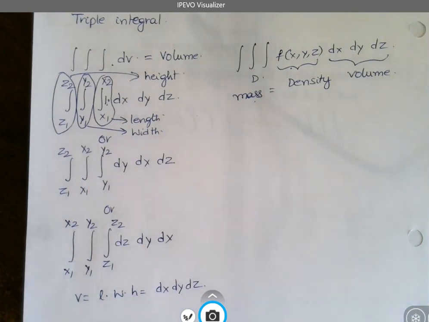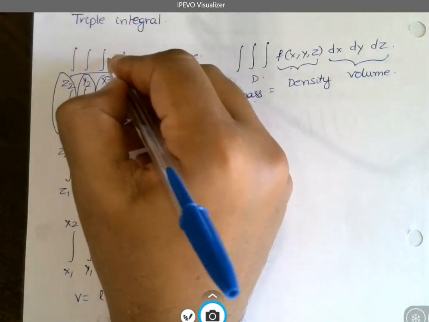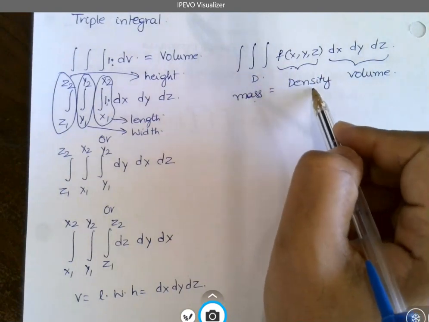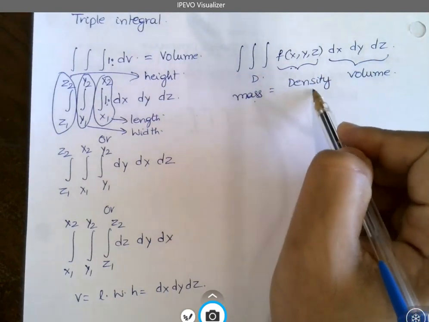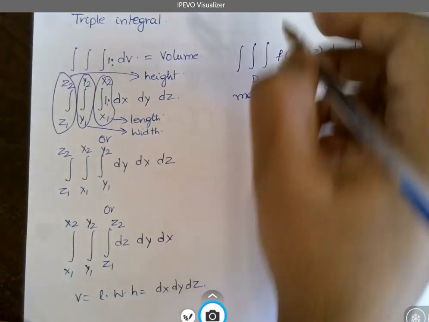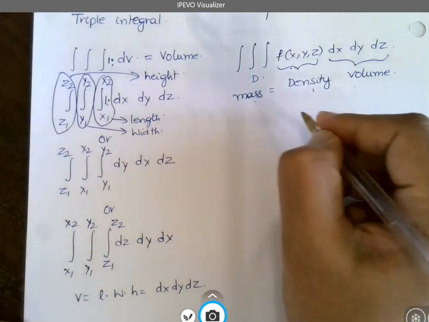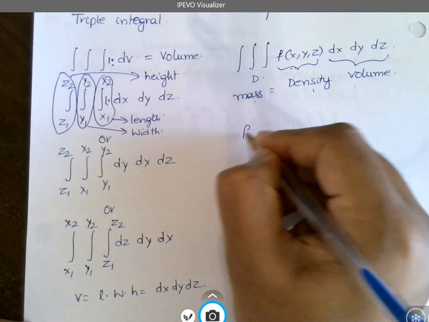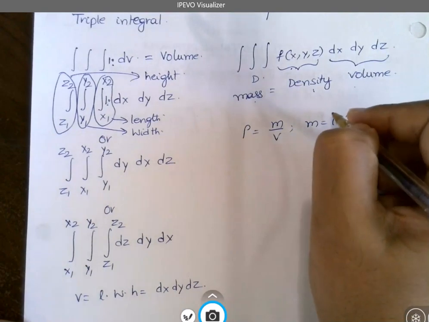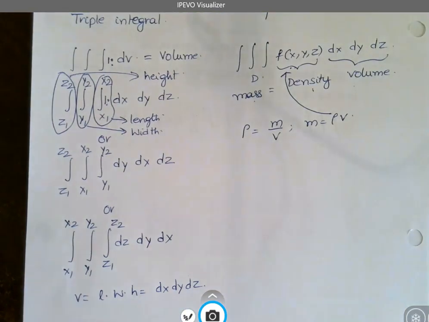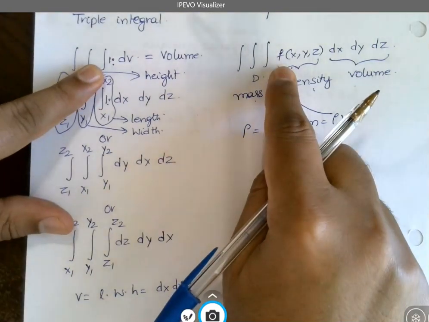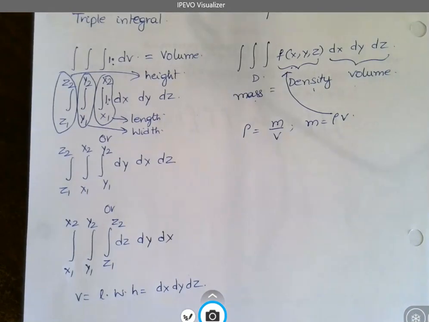Again I repeat, triple integrals will give you the volume if your integrand is 1. If your integrand is some function f of x, y, z, that is considered to be density times the volume. In physics, density is represented by rho. Density is mass over volume, so mass is going to be density times the volume, and the density is given by the function f. So if your integrand is 1, the triple integral will give you the volume. If your integrand is a function f, then the triple integral will give you the mass.